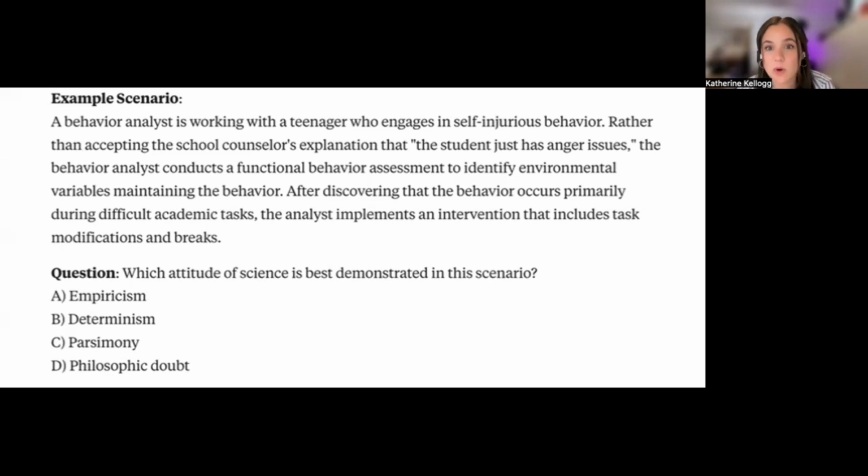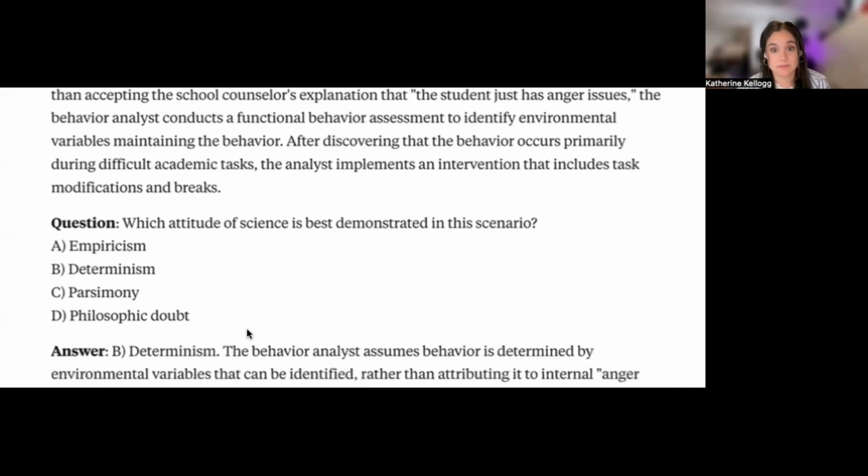A behavior analyst is working with a teenager who engages in self-injurious behavior. Rather than accepting the school counselor's explanation that the student just has anger issues, the behavior analyst conducts an FBA to identify variables maintaining the behavior. So then it's discovered that during difficult tasks, the analyst implements an intervention that includes task modification and breaks. Which attitude of science is best demonstrated in this scenario? So pause if you want to think about it. The answer is B, determinism.